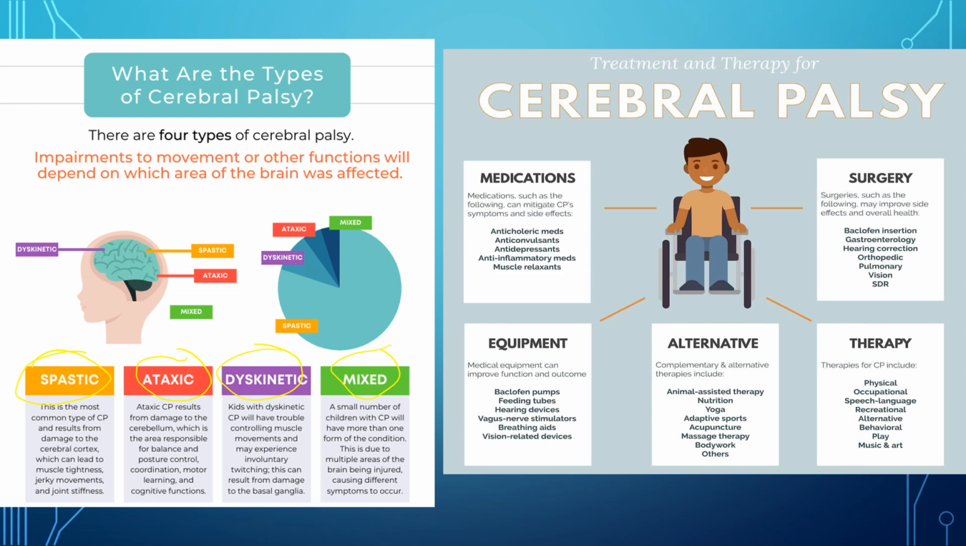Equipment like baclofen pumps, feeding tubes, and hearing devices are given to the patients. The alternative treatment plans are nutrition, yoga, adaptive sports, acupuncture, massage therapy, etc. And other therapies like occupational therapy, speech therapy, and recreational therapy can all be given for overall development.